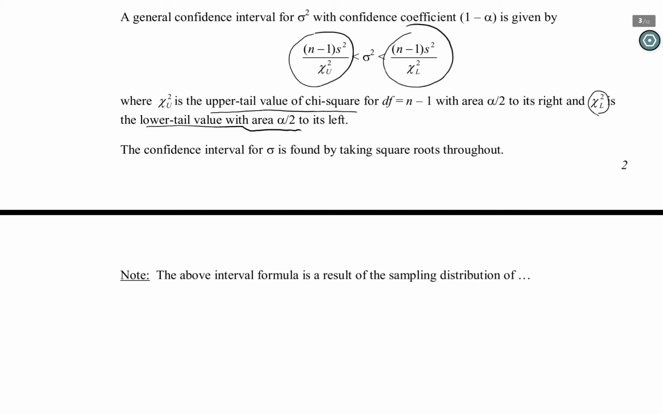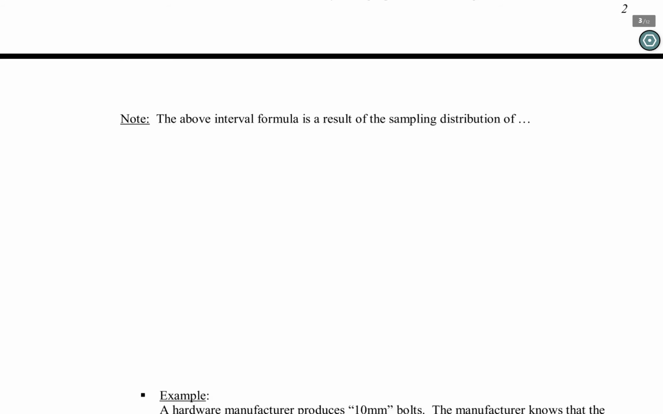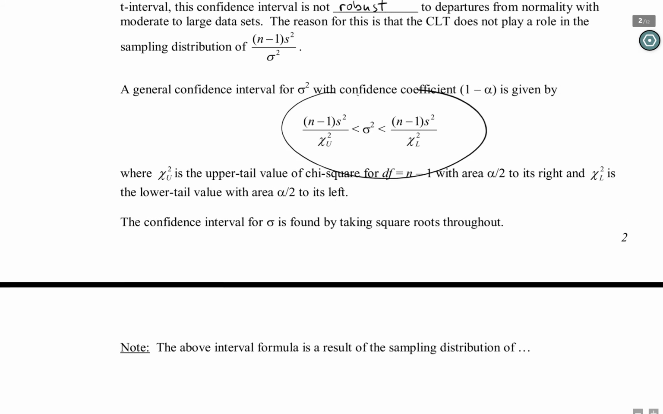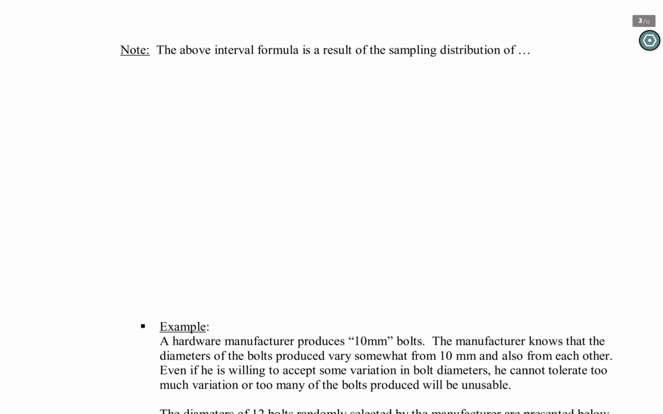All right, so we'll actually flesh that out in an example in a little bit, but let me clear these here. The above interval formula is a result of the sampling distribution. In other words, where did this come from? Did we just pull this out of a hat? Where did this come from? So we're going to develop it here. It's a consequence of the sampling distribution of this ratio here. Recall we had a theorem that said this ratio is chi-squared with n minus 1 degrees of freedom.